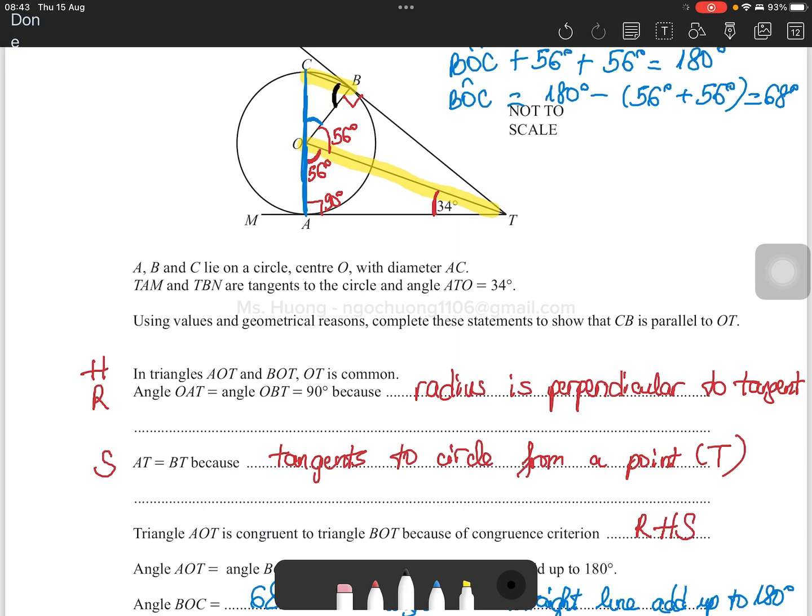You know that OBC is an isosceles triangle because OB and OC are equal. So to find the angle OBC, actually it is equal to the angle OCB. We will subtract 68 from 180, and then we divide it by 2 because the two base angles are equal. And this one is equal to 56 degrees. So the angle OBC is also 56 degrees.